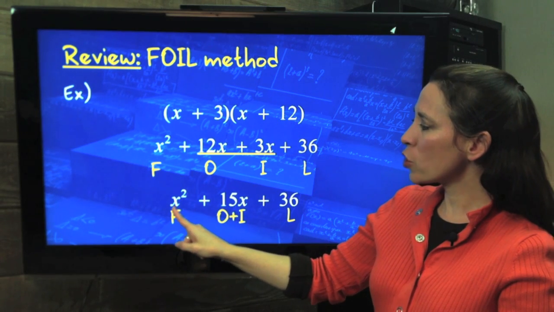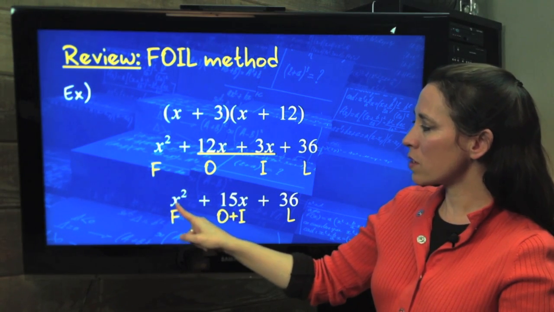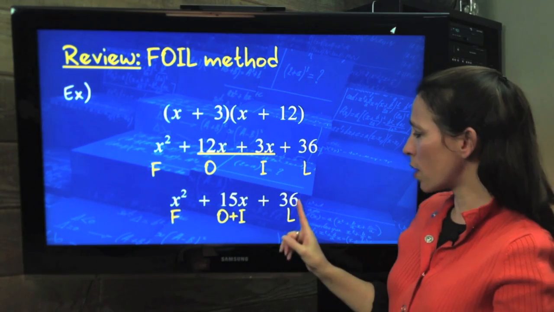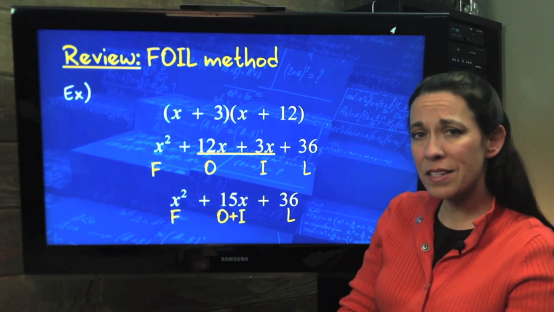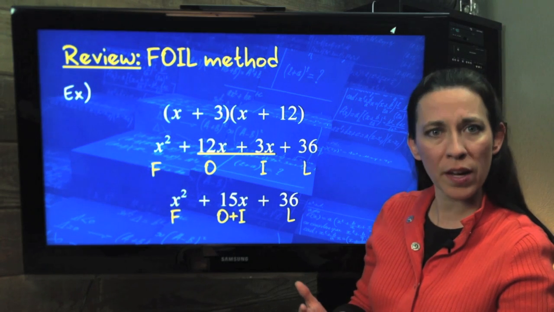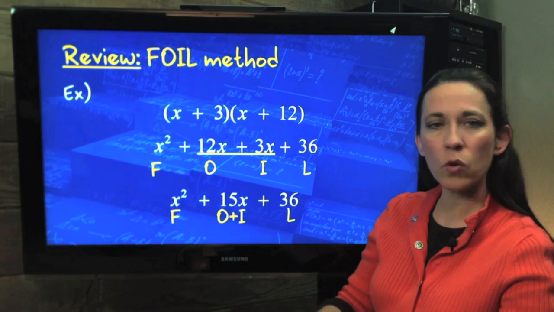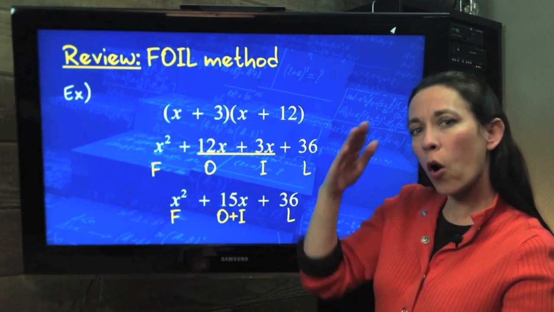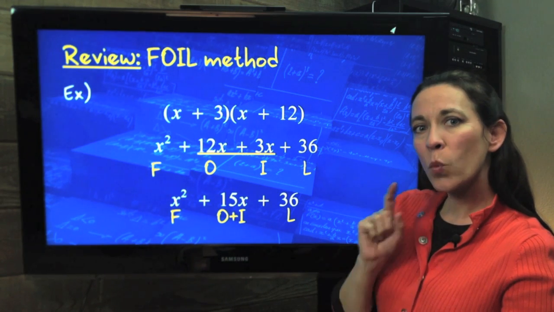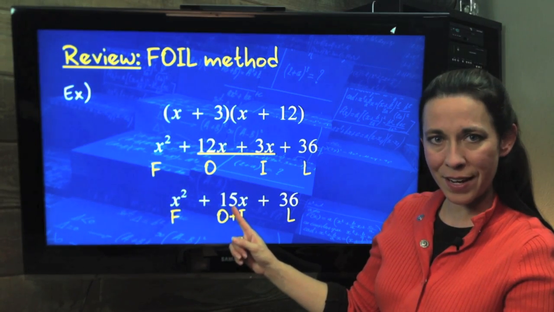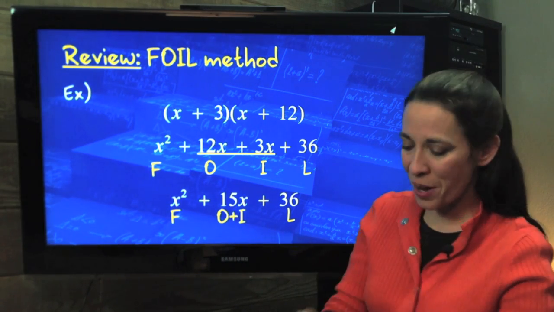We are going to look for two items that will multiply and give us this first term, x and x. We're going to look for two numbers that multiply and give us 36. Well, there's a lot of numbers that multiply and give us 36. Not just 3 and 12, we got 1 and 36, 2 and 18, 6 and 6, a whole lot of different combinations. We need to find the pair that will also add to 15.